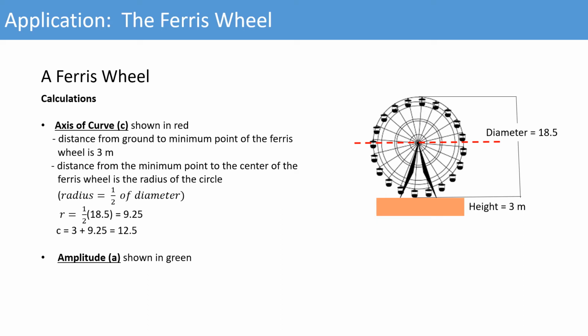The amplitude, shown in green, is the distance from the axis of curve to the top of the wheel. Now, we know the radius is 9.25, so that means the amplitude is 9.25.